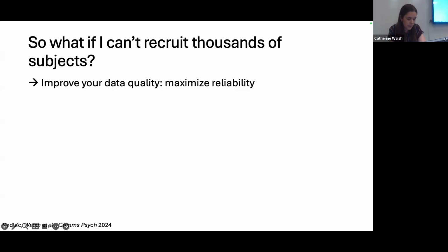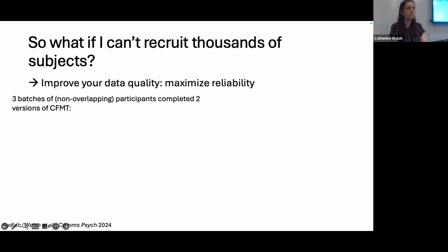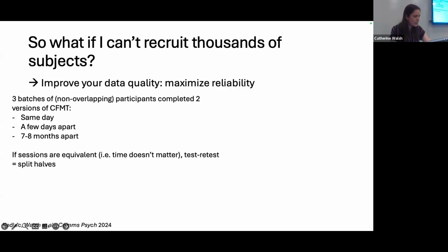Does time matter? To test this, we had 3 batches of non-overlapping participants, who did 2 versions of the Cambridge-based memory test with 3 different timings. The first were on the same day, so they just did Form A, then Form B. The second was a few days apart, so they might have done Form A on Monday, Form B on Thursday. The next was 7 to 8 months apart. Theoretically, if these sessions are equivalent, i.e. it doesn't matter when they did it, test-retest reliability should be the same as split half reliability.